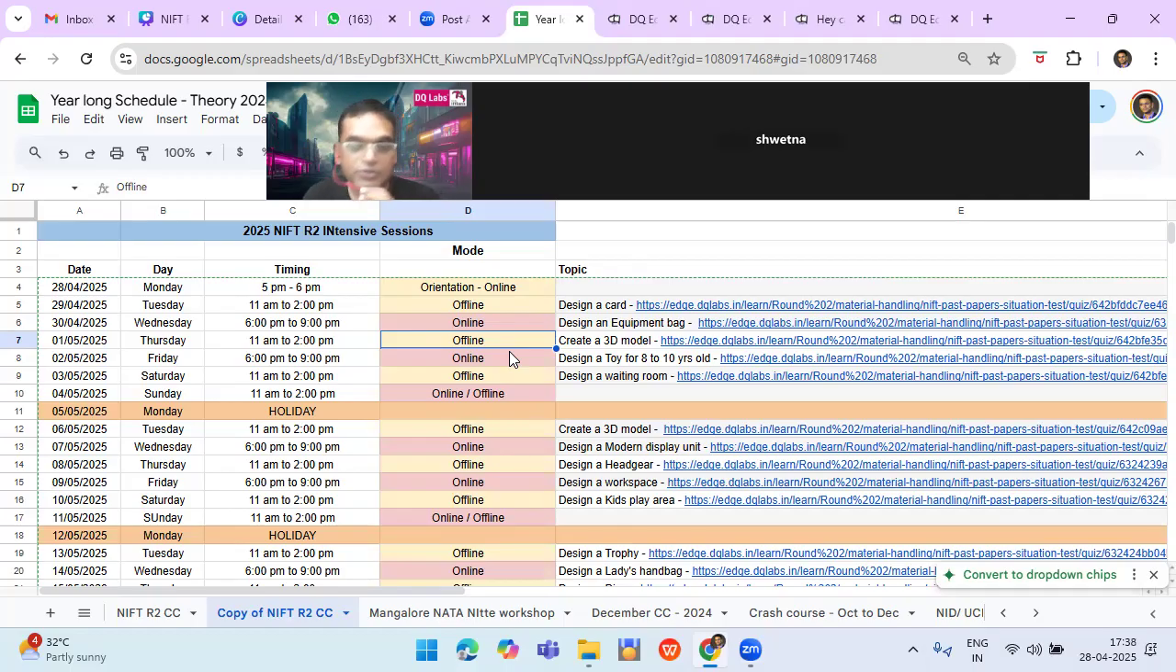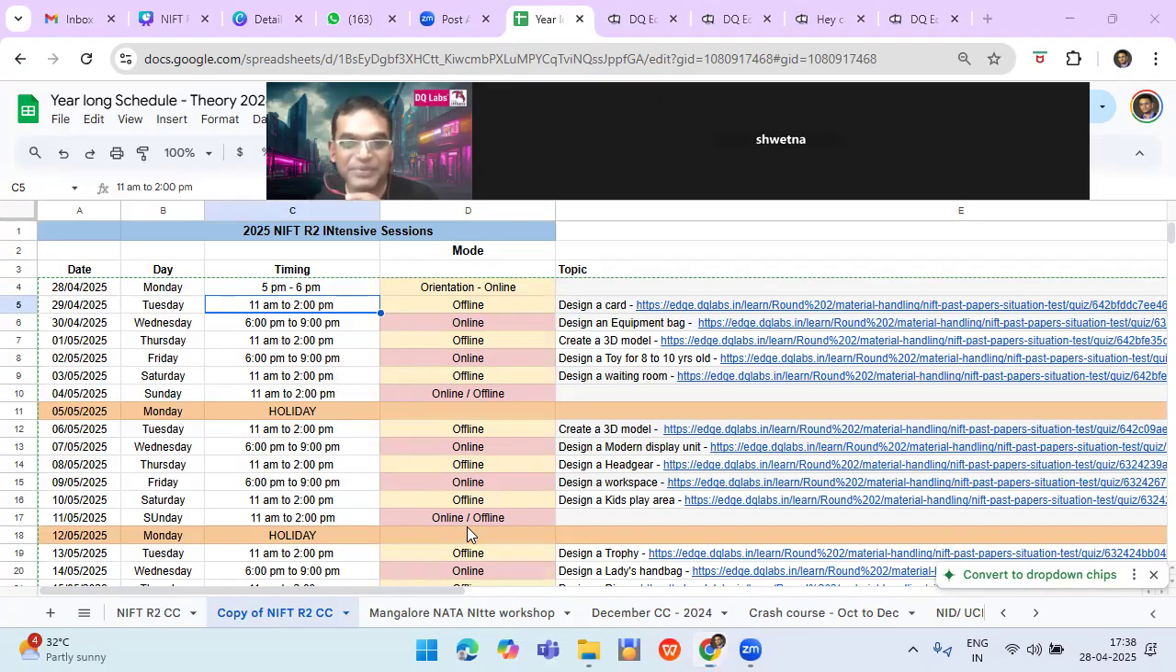When you mean the studio, you mean the Indira Nagar studio, where the normal classes are? Only Indira Nagar, or will there be Jayanagar also? No, only Indira Nagar. So even these classes are only meant for Indira Nagar? Yes, all the offline classes also happen at Indira Nagar only. Okay, thank you.